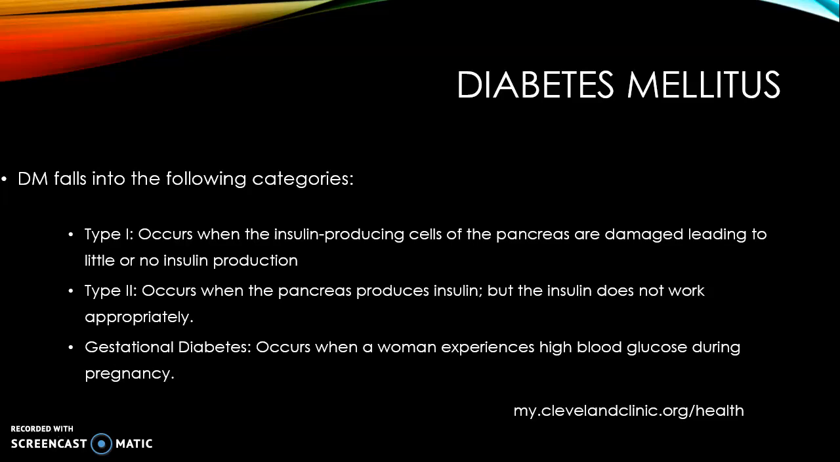Gestational diabetes is associated with high blood glucose during pregnancy. Pregnant women have a greater risk of developing gestational diabetes if they are over 35 years of age, overweight, have a family history of diabetes, or a personal history of polycystic ovarian syndrome.